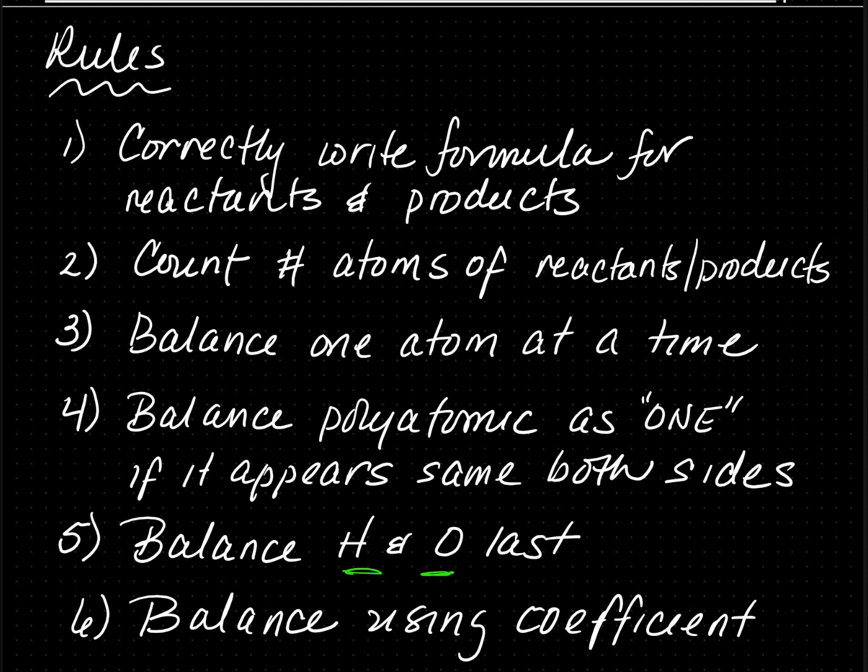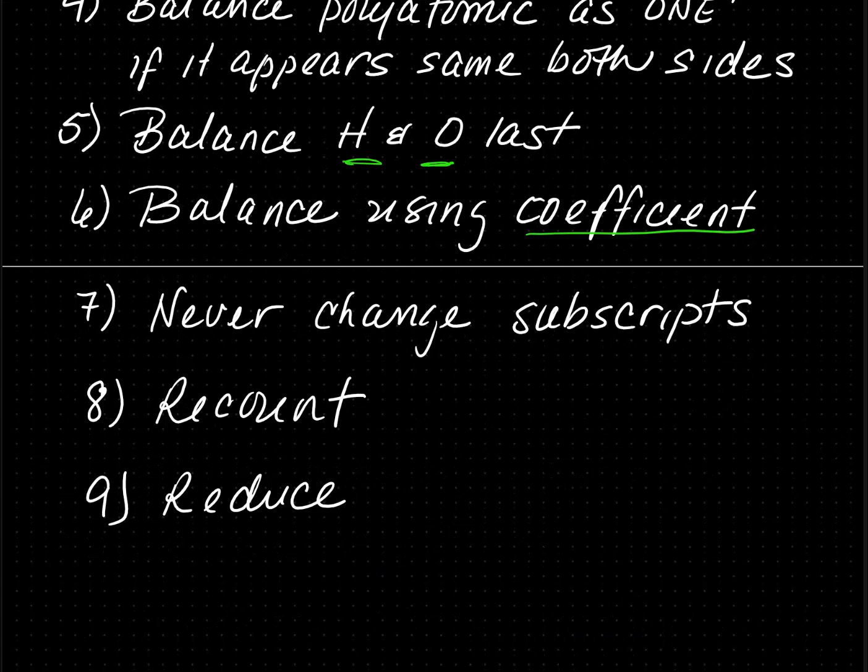Number 6, balance using coefficients. Remember, a coefficient is the big number in front. Just like in algebra, when you write 3x, 3 is the coefficient of x. Number 7, never change the subscripts, especially for the polyatomics. 8, recount and reduce if possible.